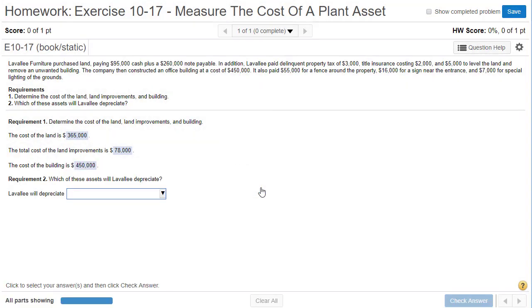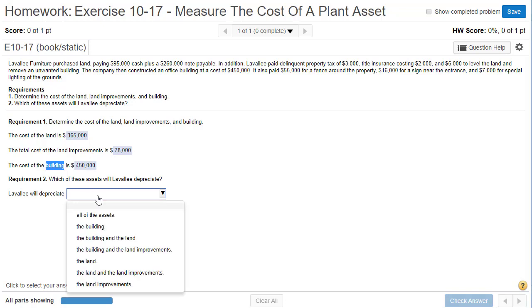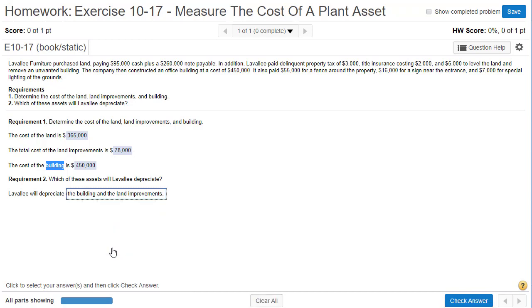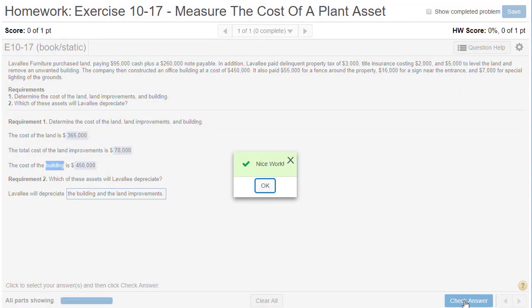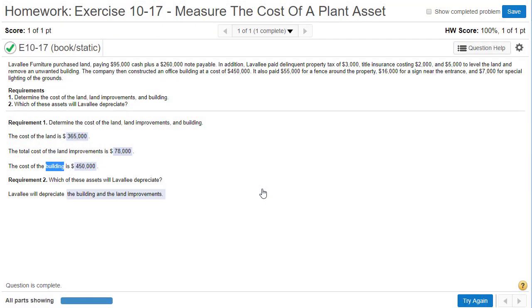And then the last question is going to be, well, which one of these will depreciate? So do we depreciate land? No, because it does not wear out. Do we depreciate the land improvements like the fences? Yes, they will wear out. And do we depreciate the building? Will the building last forever? Unfortunately, no. So we have to depreciate the land improvements and the building. And that's it.